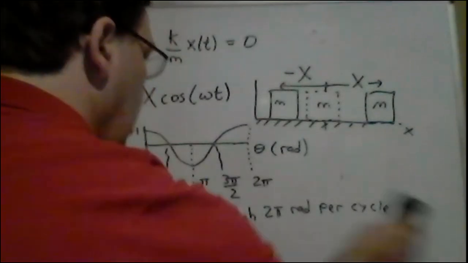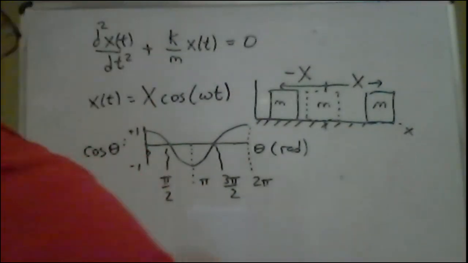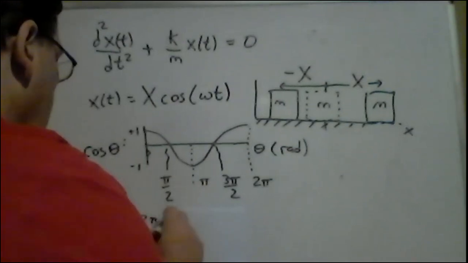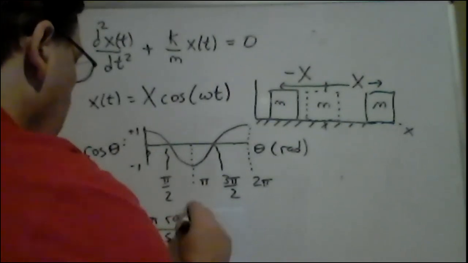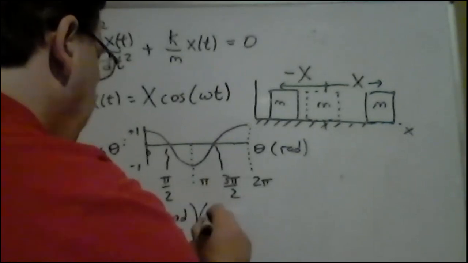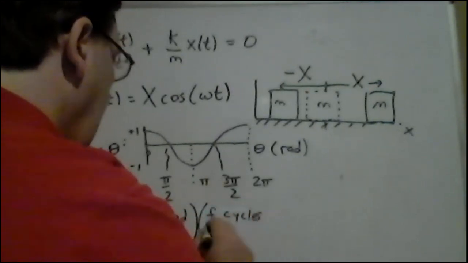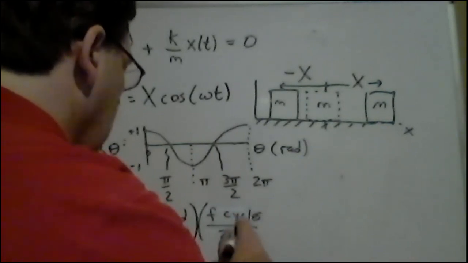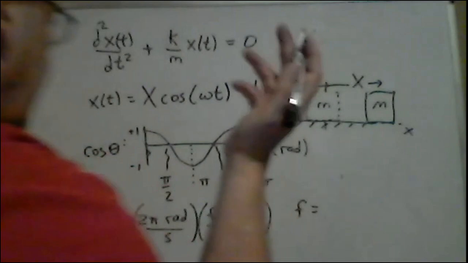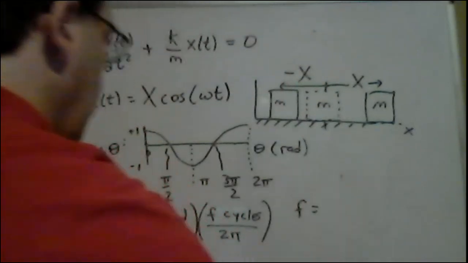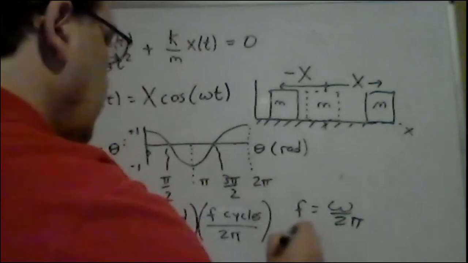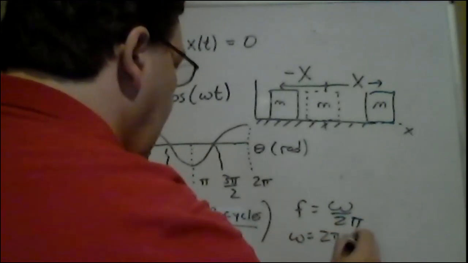I could say the following. I want to find cycles per second, right? So I know omega is 2 pi radians per second, and one cycle happens per 2 pi radians. So I can figure out a frequency of counting by saying that how many cycles per second is basically omega divided by 2 pi. Or I can say that omega is 2 pi F.